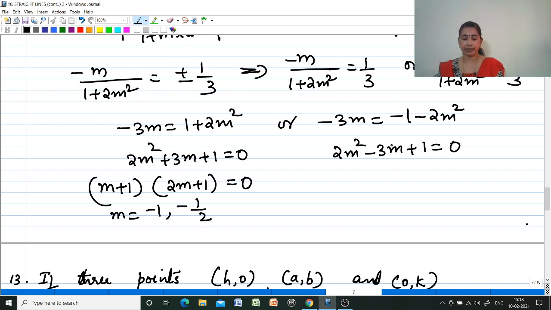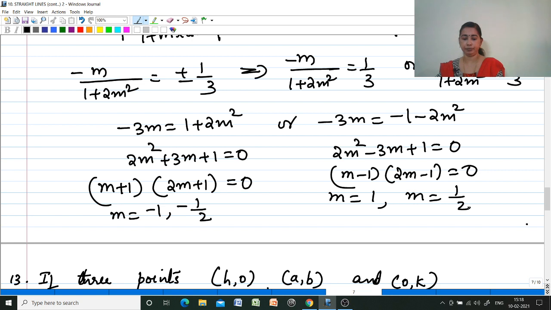And what about the second one? Second equation, 2m square minus 3m plus 1 is equal to 0. Simplifying, we'll get it as (m minus 1) into (2m minus 1) equal to 0. So we are getting m is equal to 1 or m is equal to 1 by 2.